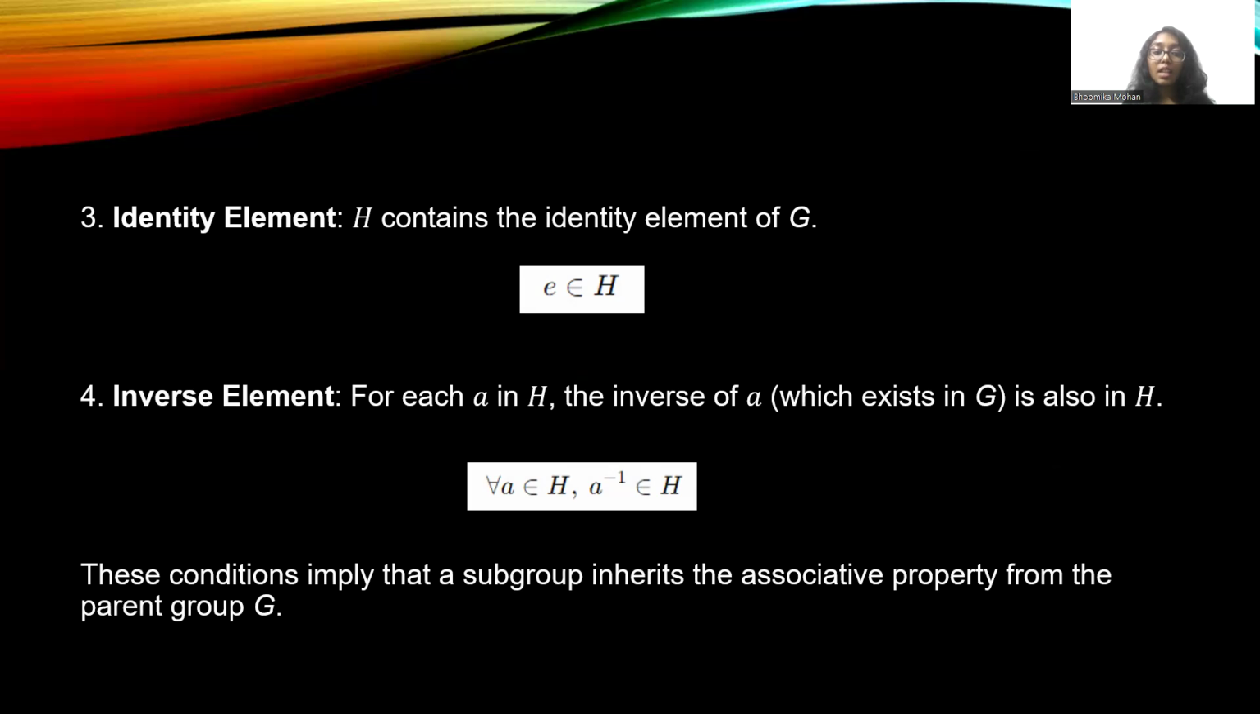Fourth one is the inverse element, which tells that for each A in H, the inverse of A which exists in G is also in H. This in symbolical form is represented as for all A belongs to H, A inverse belongs to H. These conditions imply that a subgroup inherits the associative property from the parent group G.